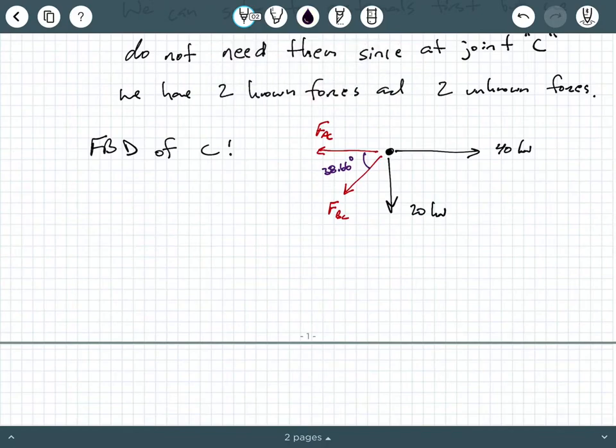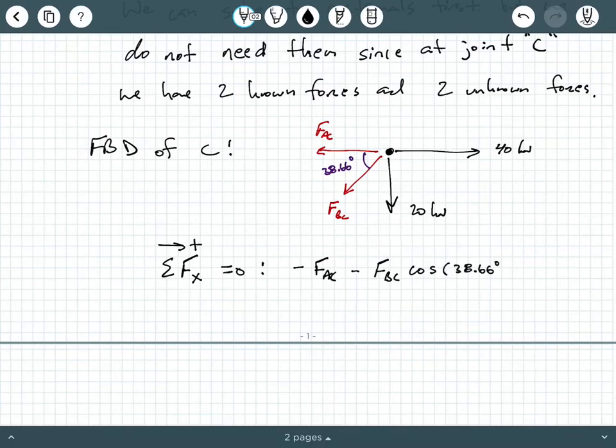So here we go. To get the ball rolling, we're gonna apply our two particle equilibrium equations. I'm gonna say sum of the forces in the x direction equals 0, and I call things pointing to the right as positive, okay? So I'm gonna say negative FAC minus FBC times the cosine of 38.66 degrees, and then plus 40 kilonewtons equals 0. Not a whole lot else we can do here because we have two unknowns.